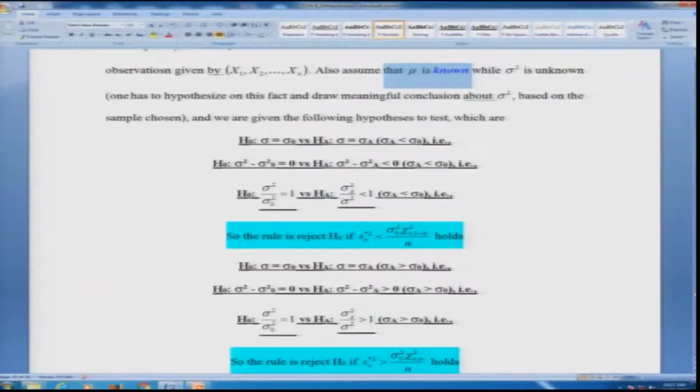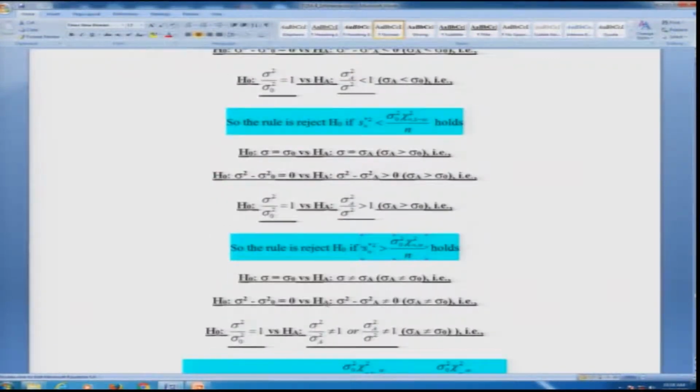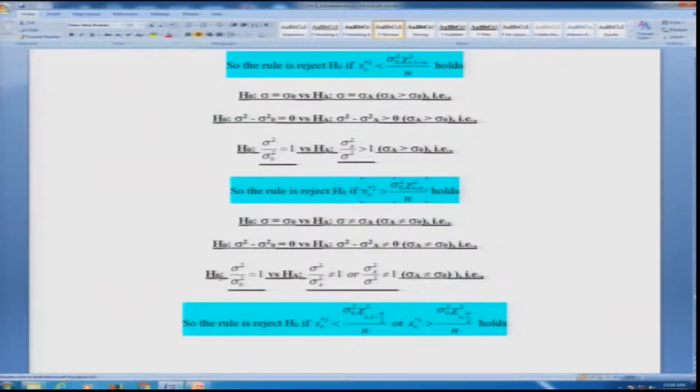In case the hypothesis is of this form, H naught remains the same, HA is of the greater than type, which is sigma square suffix A divided by sigma square greater than 1. In that case, you have a right hand tail test, which is S dash square greater than sigma square naught by chi square suffix n, and in this case it is not 1 minus alpha, and divided by n remains as it is. If it is two sided, which means you have H naught again the same, but in this case HA is when the ratios are not equal to 1.